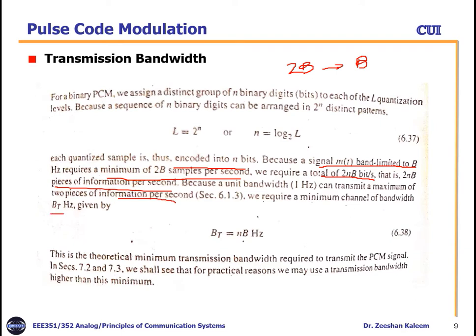This is the channel bandwidth, this is your signal bandwidth B, and this is the channel bandwidth. So the channel bandwidth is n times B hertz, right? So n is the number of bits and B is the frequency. This is the theoretical minimum transmission bandwidth required to transmit the PCM signal. If you are transmitting 2 bits per quantization symbol, then you need 2B hertz, and for 3 bits, 3B hertz. This should be the channel bandwidth, the minimum required bandwidth. If you have less than this, then there will be error.